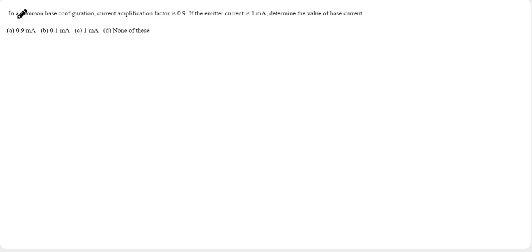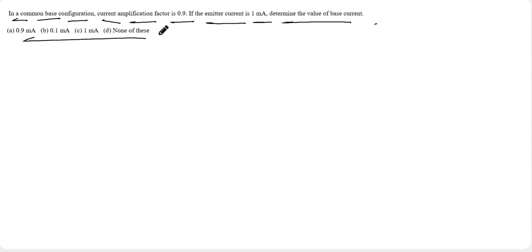In this question we are asked, in a common base configuration, the current amplification factor is 0.9 and the emitter current is 1 milliampere. Determine the value of base current, and these are the options which are given to us. In the common base configuration, the current amplification factor is given as alpha, which equals IC, the collector current, divided by IE, the emitter current.